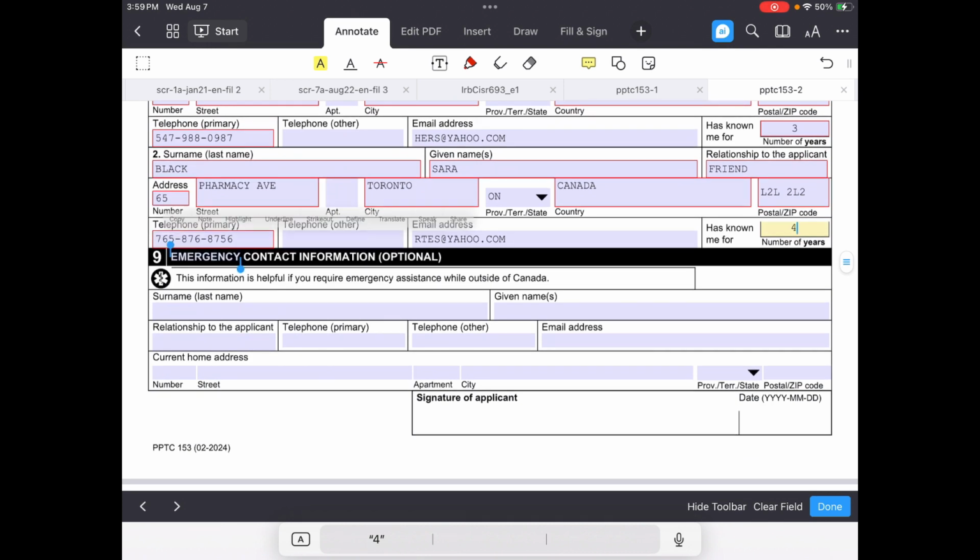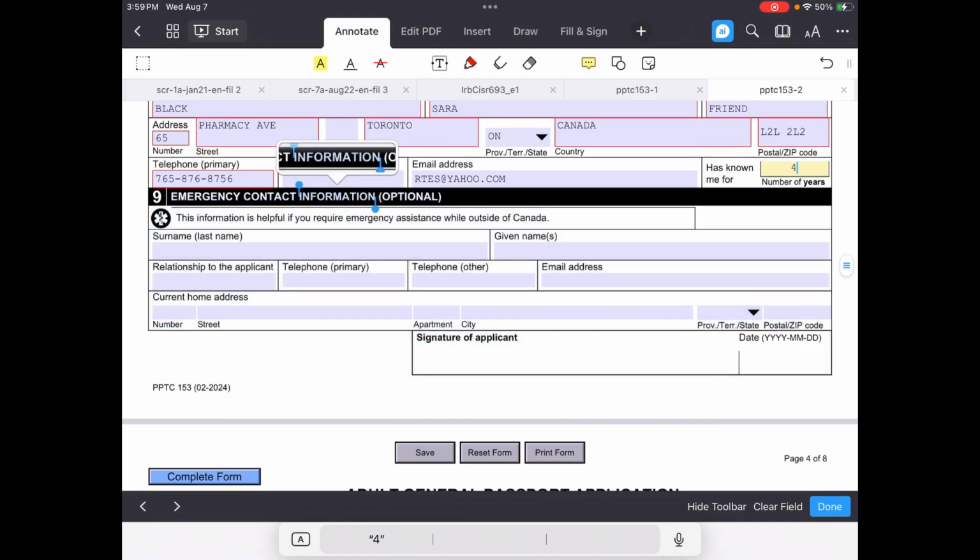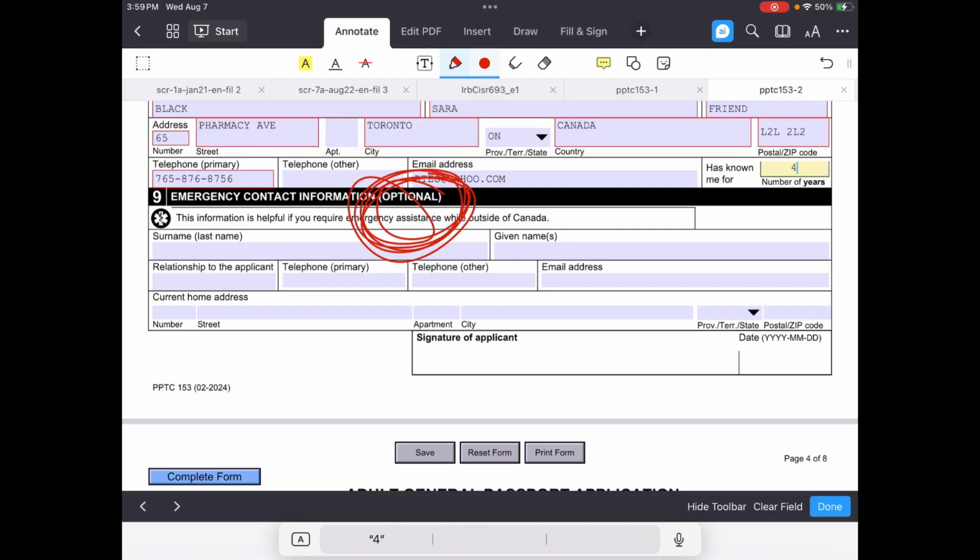You're finished. You don't have to do this. This is optional. It's the emergency contact information, but it is optional. So again, if you don't have anyone, or if you don't want anyone to contact your emergency contact, then don't include it here. But if you want, again, this is optional. If you don't fill it out, no one is gonna ask you why. No one is gonna tell you why you didn't fill it out. You can just leave it blank, and that's it.